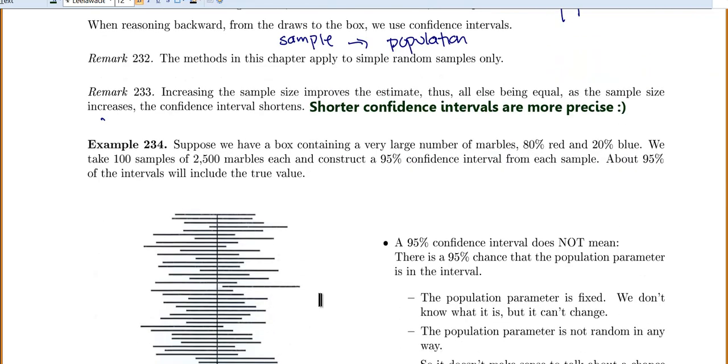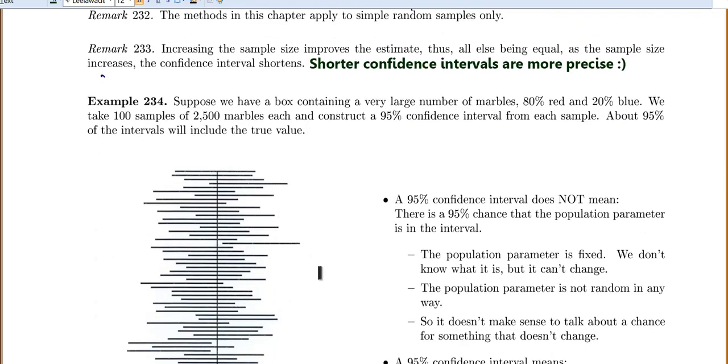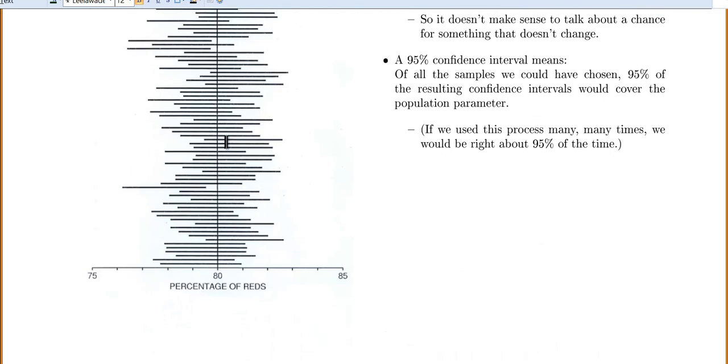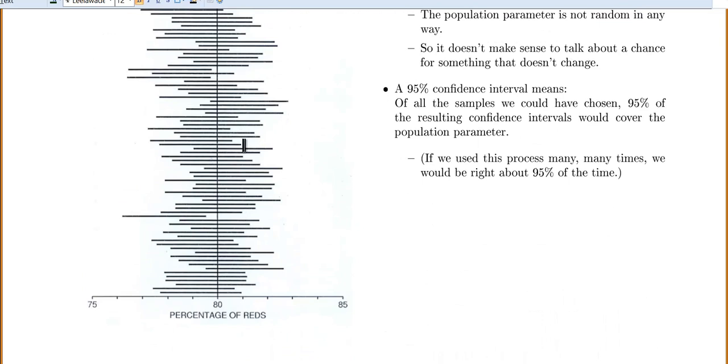In this next example, suppose we have a box containing a very large number of marbles, 80% are red and 20% are blue. So this is a huge box, that's our entire population. So we take 100 samples of 2,500 marbles each. That's a very big sample. And construct a 95% confidence interval for each sample. Now, because we're doing a 95% confidence interval, we know that about 95% of the intervals will include the true value. So here's a simulation.